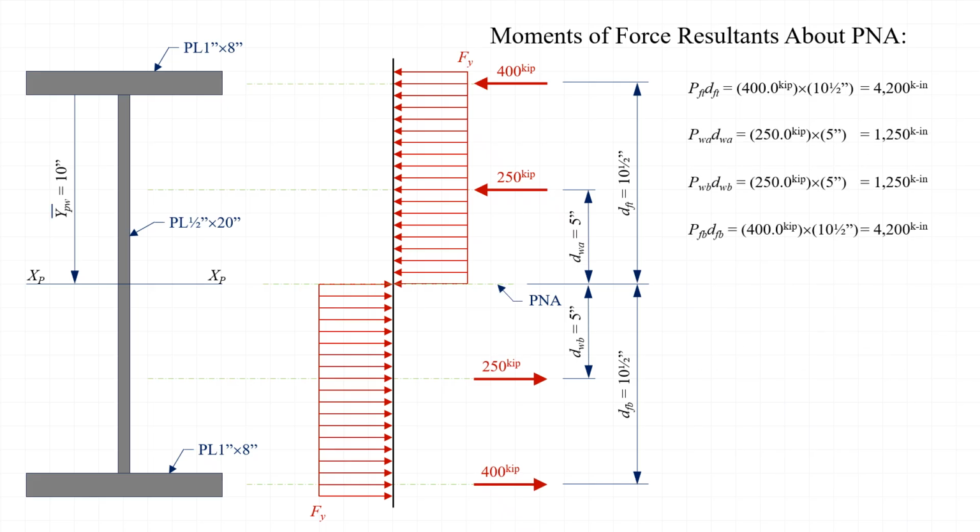The next step is to take the summation of the moments that each of these resultants create about the plastic neutral axis, and we find that the plastic moment is equal to 10,900 kip-inches, or 908 kip-feet.